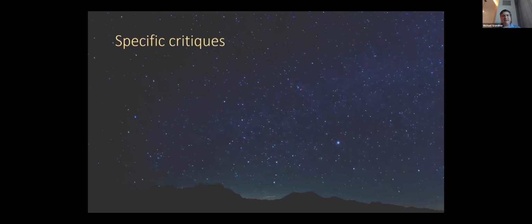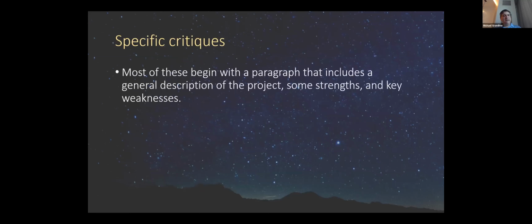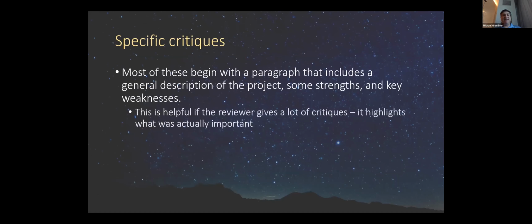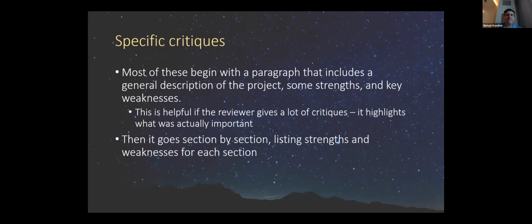So then you get into the specific critiques. Most of these begin with a paragraph that includes a general description of the project, some strengths and key weaknesses. This is helpful if the reviewer actually gives a lot of critiques, because it highlights what they actually cared about, because they're not going to relist everything here. They'll list the things that they actually really cared about.